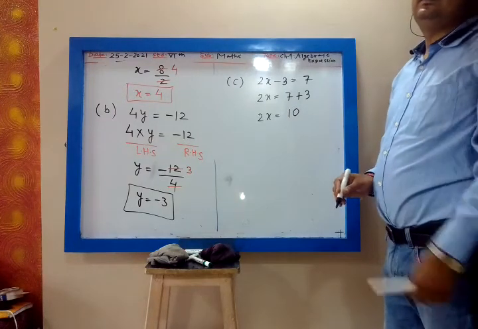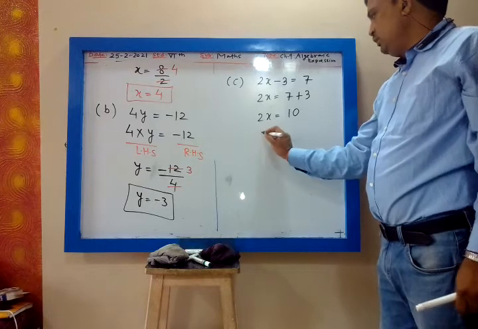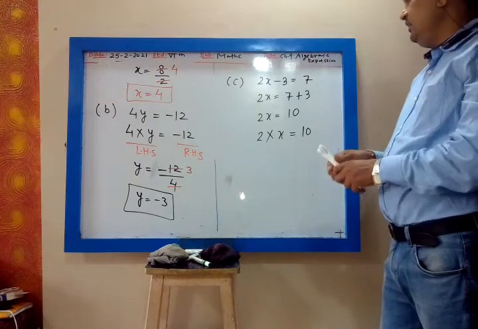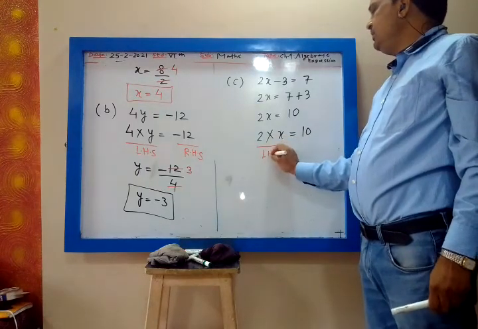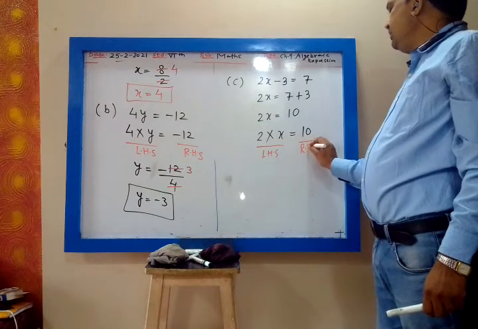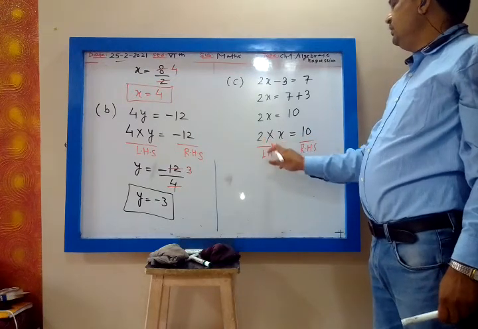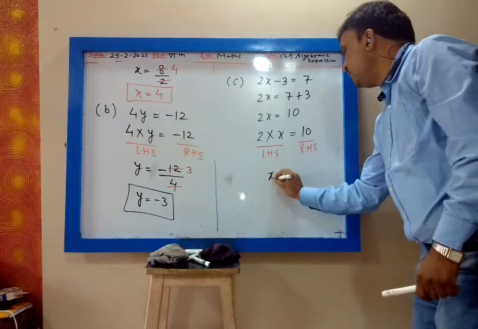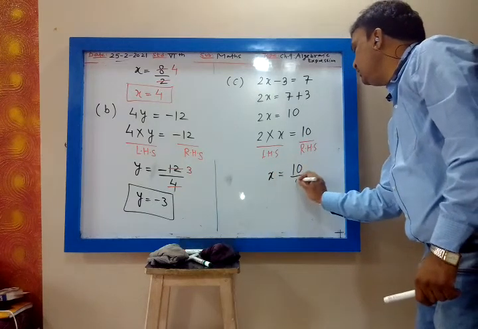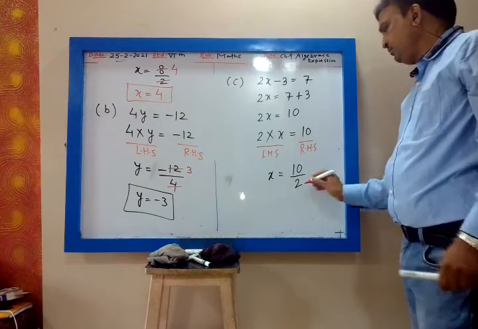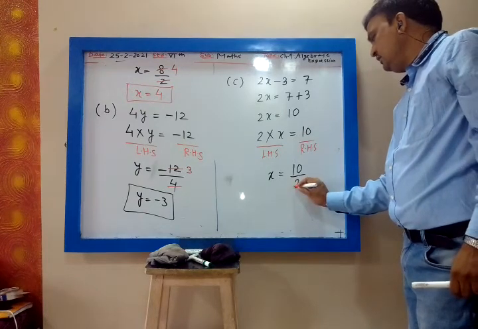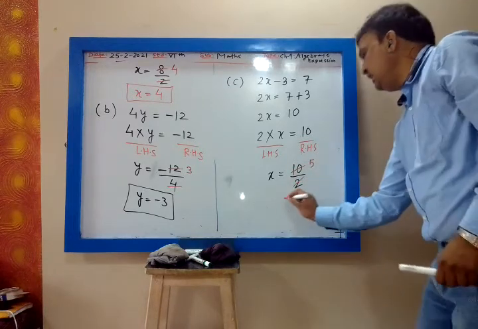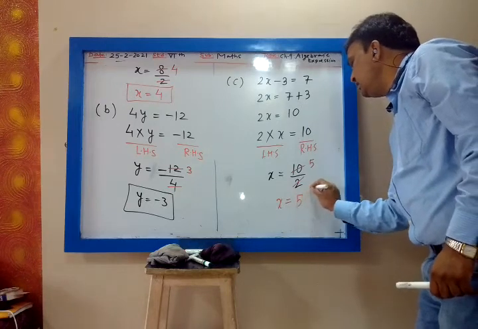Now what do you mean by 2x? 2 into x. So 2 into x is equal to 10. Now this is my left hand side and this is my right hand side. In left hand side, 2 is in the multiplication. So when I change the side of 2, 2 will go in the division. So x is equal to 10 upon 2. 10 divided by 2, you can cancel. Yes, 2 fives are 10. So the answer is x is equal to 5.